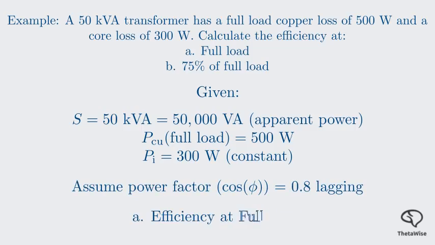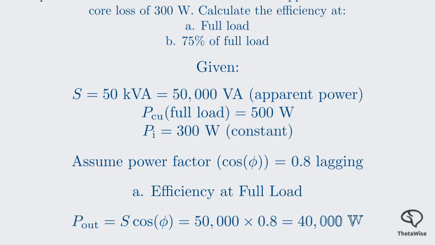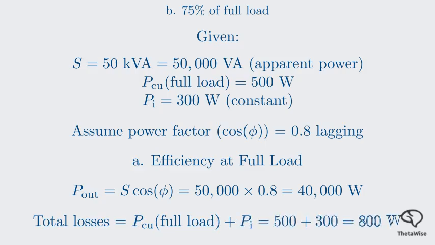Now let's calculate the efficiency at full load. We start with the full load output power, which is 50,000 times 0.8, giving us 40,000 watts. The total full load losses are the sum of the full load copper loss and the iron loss, which is 500 plus 300, or 800 watts.